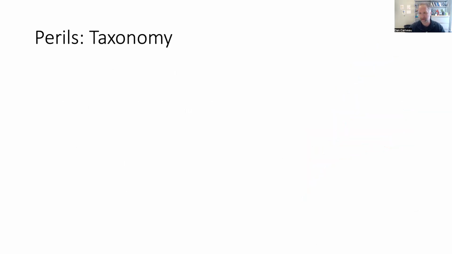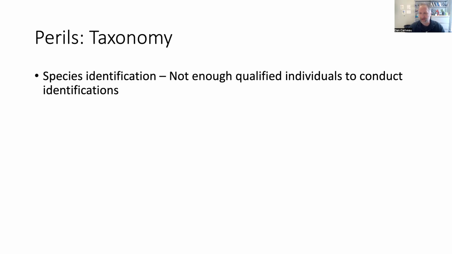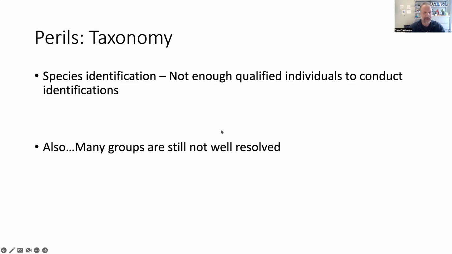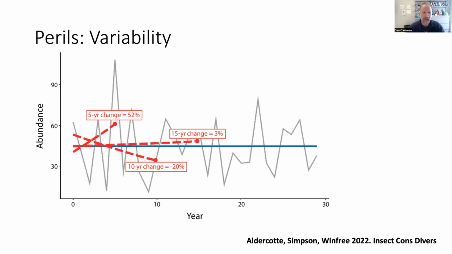Another important peril, and I'm going to be really quick about this one because Terry's talking next, and there's a whole RCN in a couple of weeks, is this idea of taxonomy. So for one, I think a lot of us know that identifying bees is difficult, and there simply aren't very many individuals that can do it well. Secondly, a lot of groups are not well resolved, and this is at least as big of a problem. So we're working from things that haven't been resolved in 50, 60, 70, 80 or more years. And so we really don't know what species we're actually working with.